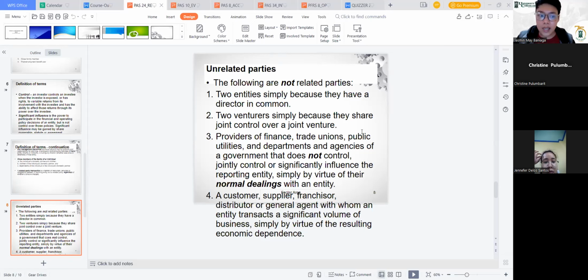So as you can see, the items in this slide are unrelated parties, so we don't need any additional disclosures for them. Typically, among the different questions in PAS 24, you will encounter "which of the following are related parties". If you encounter the items in this slide, they are not part of that. Or "which of the following are not related parties?" So you already know, in slide number 8, the not related parties involved. Okay?